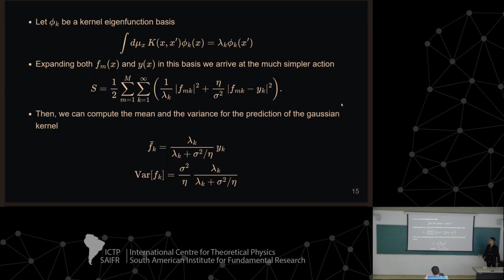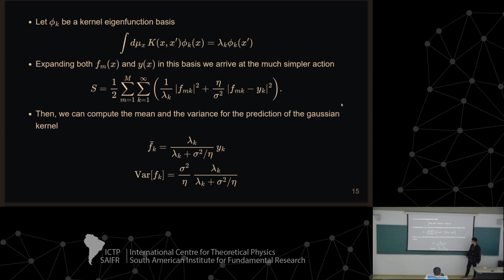So we can expand everything in our problem, the function itself and the data, in terms of eigenfunctions of this kernel, given by this equation here. It's an eigenvector equation. And if we expand it to modes, the action becomes simpler. It's a sum over all modes.